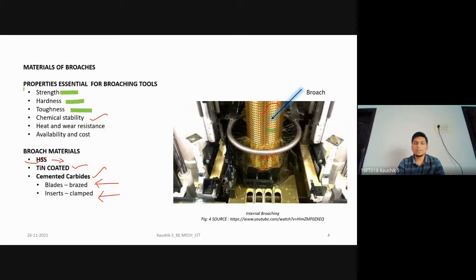When you consider the blades, these can be brazed to the main tool, and inserts can be clamped mechanically. When we use the cemented carbides, the main workpiece material would be cast iron. Cast iron is a bit difficult to machine, and the tool material undergoes very high wear, so we need to resharpen it frequently. Resharpening is one of the most difficult processes of the broaching process. To avoid that, cemented carbide tools are used. Once these cemented carbides are worn out, we could easily change the carbide inserts.